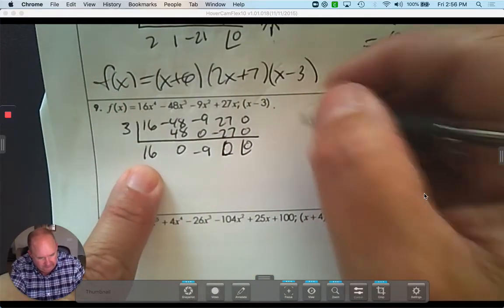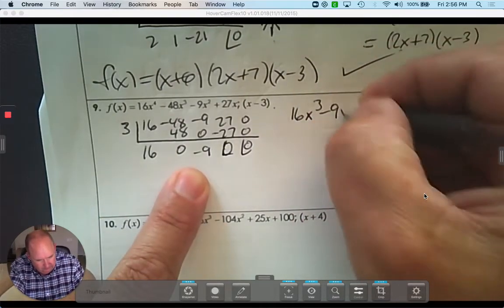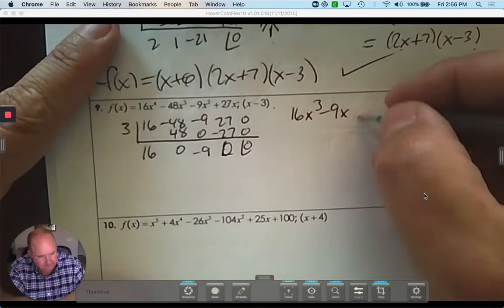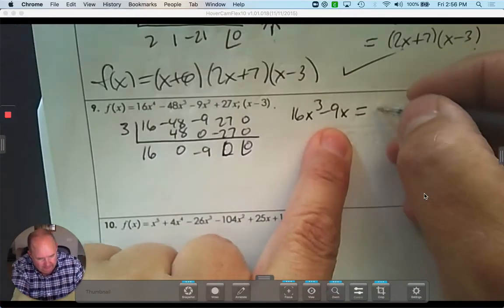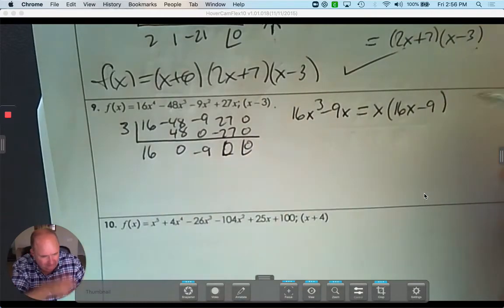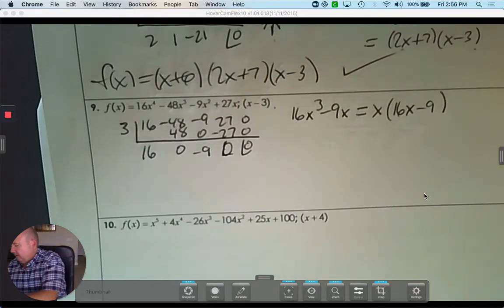One degree down, so that is 16x cubed minus 9x. No x squared, no constant. Take out a common factor of x, and you have 16x minus 9. That's it. Just double check here. I have a second computer here for fun. Make sure I did it right with the answer key.